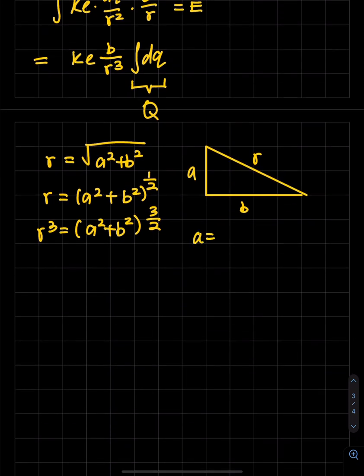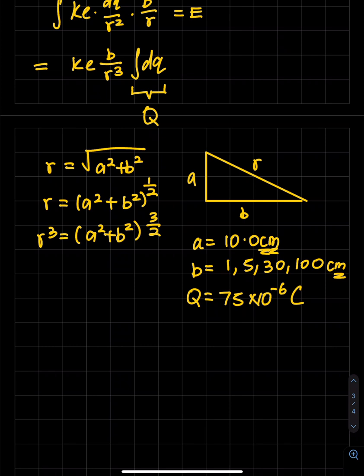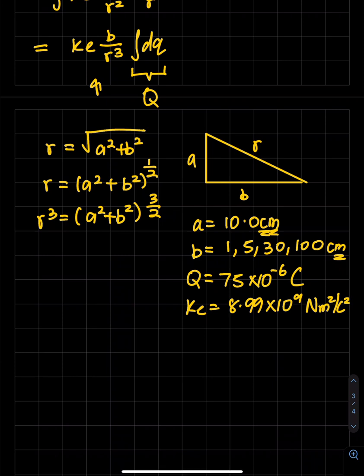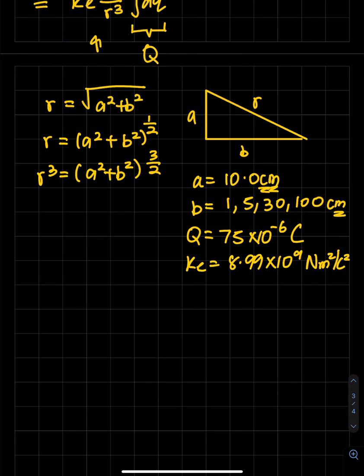So let me write down our variables again. Centimeters, remember? Q, the charge. Now k of E would be 8.99 times 10 to the power of 9. Okay, so all we have to do is plug it into this formula. Let me do the first one, and you can try out the rest on your own. The answers will be in the description.